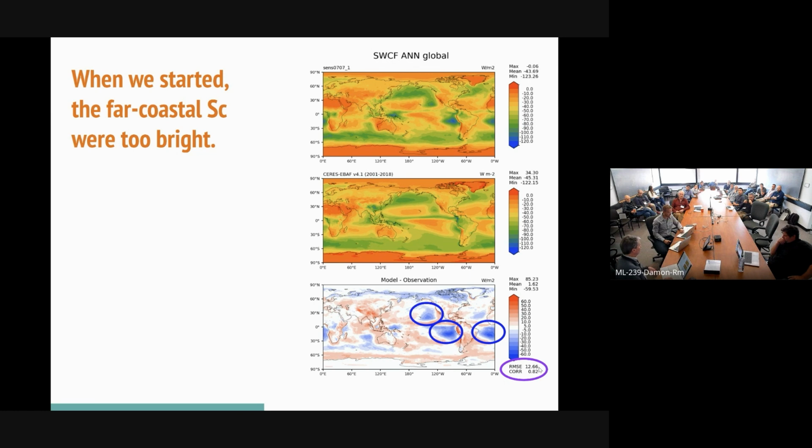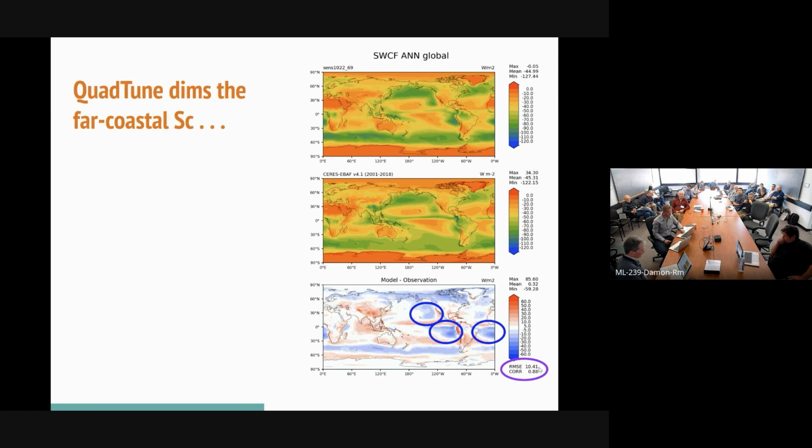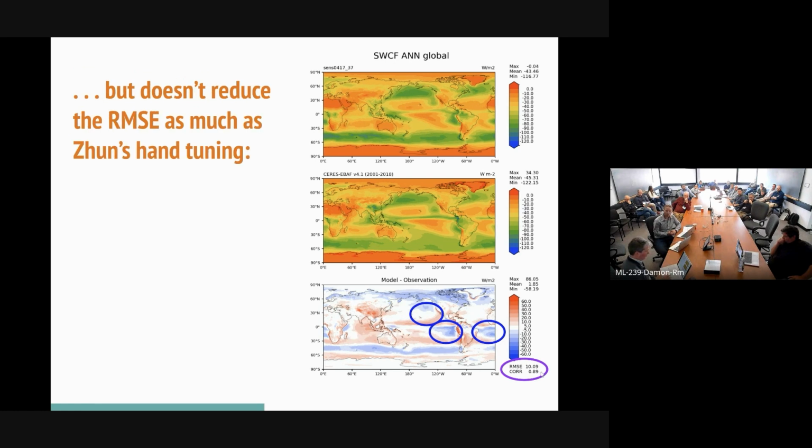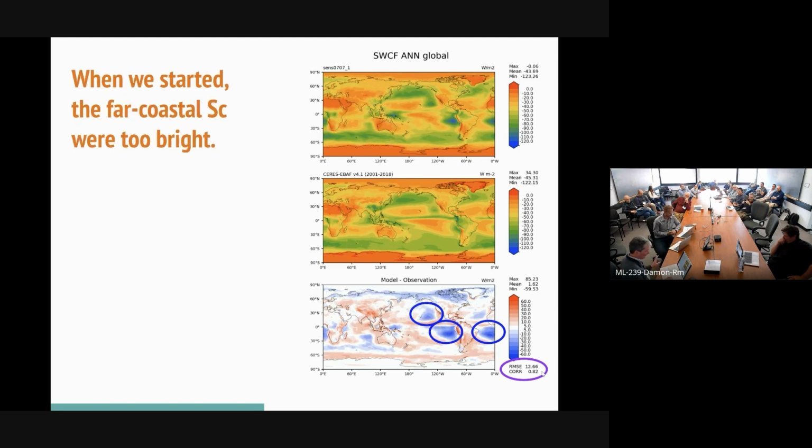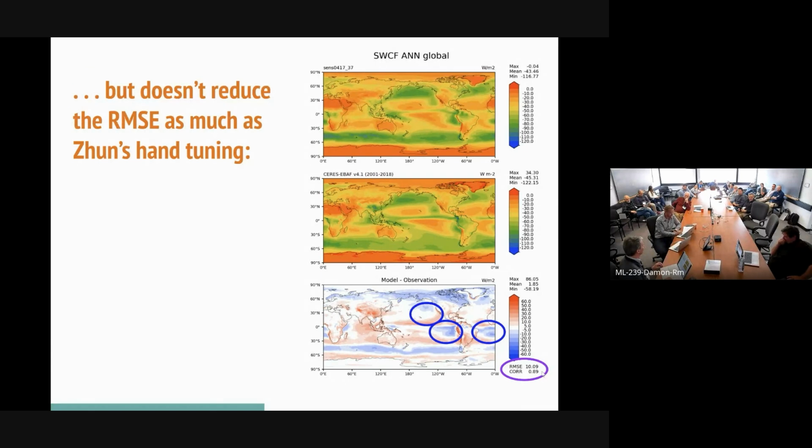Then when we tune using QuadTune, this is what happens. We don't get rid of the stratocumulus biases, but they're a little bit better. The RMSE is 10.4. Now for comparison, you can compare this with Jun's hand tuning, and that gives 10.1. And Jun is such a good tuner, I think we can regard that as the global minimum. So we're close. It gets rid of some of the bias, but not all of it, is the point here.